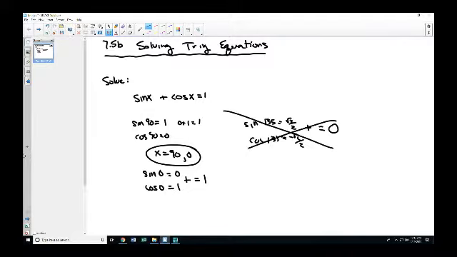Okay. Can you think of an equation that would work for this one right here? Sine plus cosine equals 0. Yeah. That's very common. And then obviously 135 would be one of your solutions.